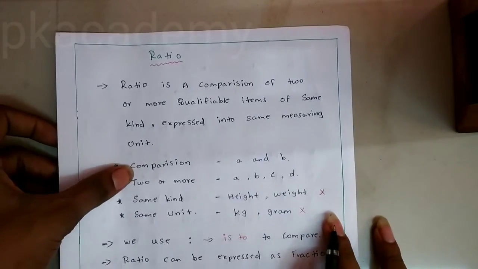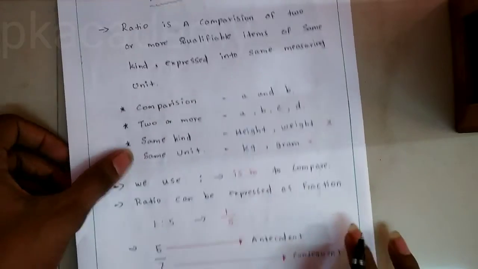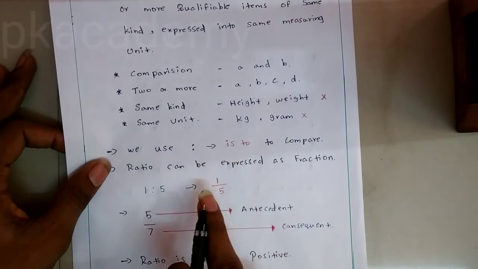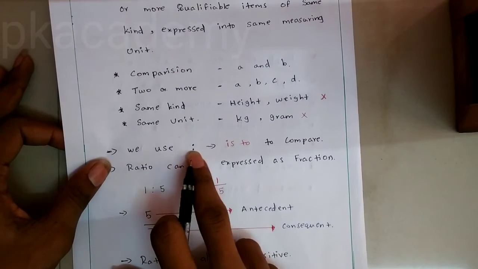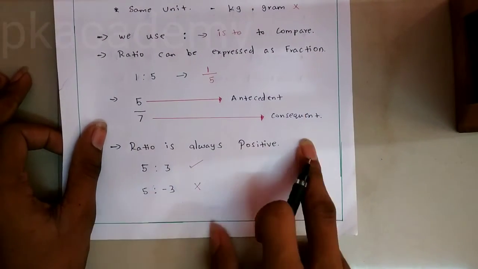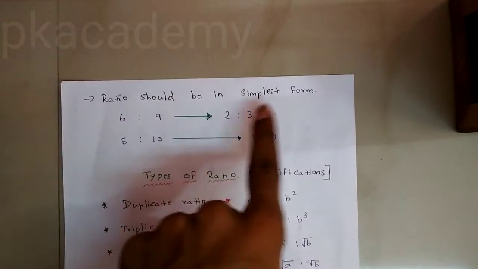Okay students, so as far as we have seen, ratio is a comparison of two or more quantities of the same kind and same unit, and it can be expressed as a fraction. We use the "is to" symbol to compare. The first number is the antecedent and the second number is the consequent, and ratio is always positive, and ratio should be in the simplest form.